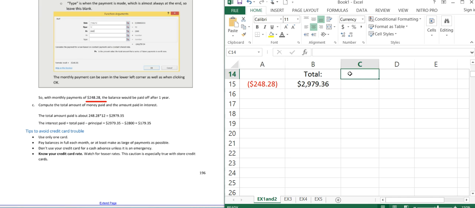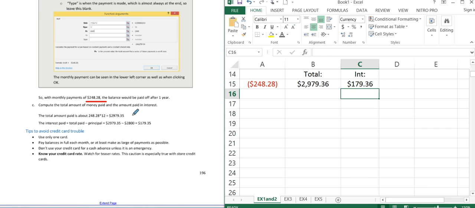$2,979.36. And then if I am looking at the amount that I actually pay in interest, well, if I ended up spending a total of this $2,979, that's how much I had to pay in total. The interest is going to be whatever is above and beyond what the loan was for, which was that $2,800. So the interest amount is $179.36.